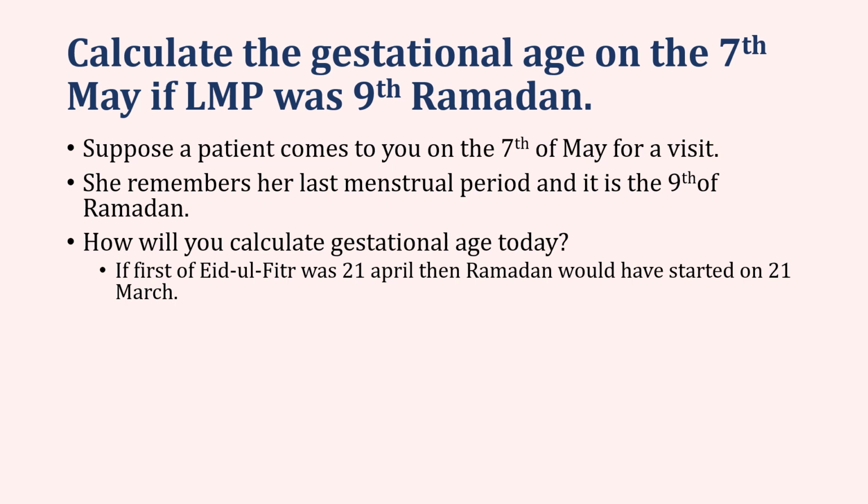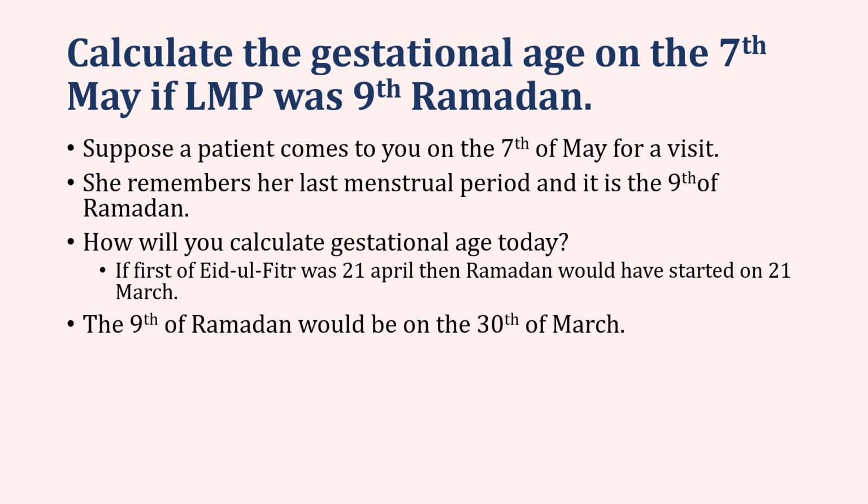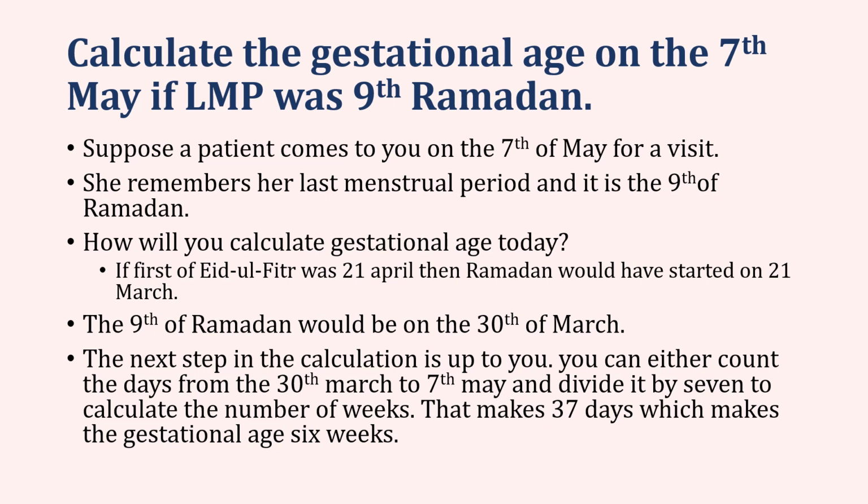So if the first day of Eid al-Fitr was the 21st of April, as we have mentioned in the last slide, then Ramadan would have started on the 21st of March. Then the 9th of Ramadan would be on the 30th of March. So that means now we have a last menstrual period of the 30th of March. Then we can easily calculate the expected date of delivery, which will be 9 months and 7 days after the 30th of March.